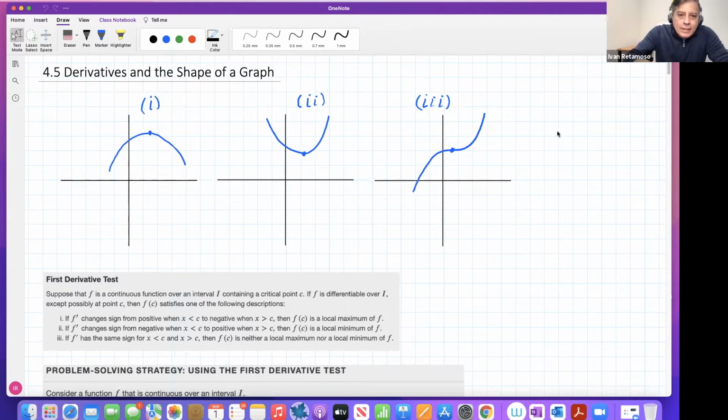So we are going to talk about how the derivatives, first derivatives and second derivatives, are related to the shape of a graph. Okay, so let's start with what mathematicians call the first derivative test. This test tells us the relationship between the derivative as a rate of change, instantaneous rate of change to be precise, and the shape of the graph. Mathematicians figure out three scenarios.